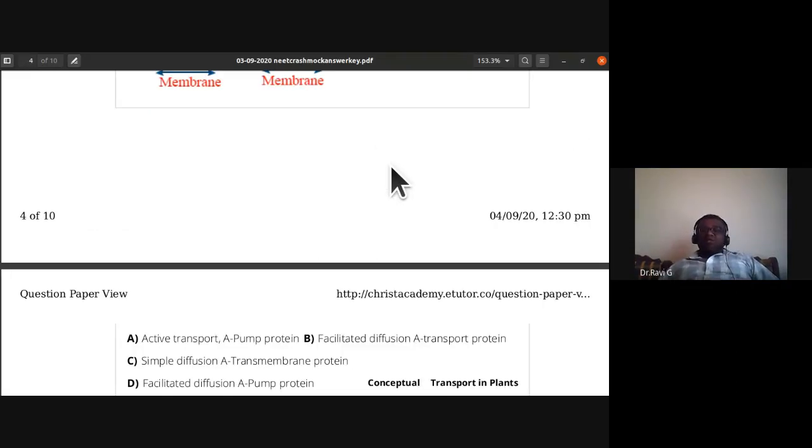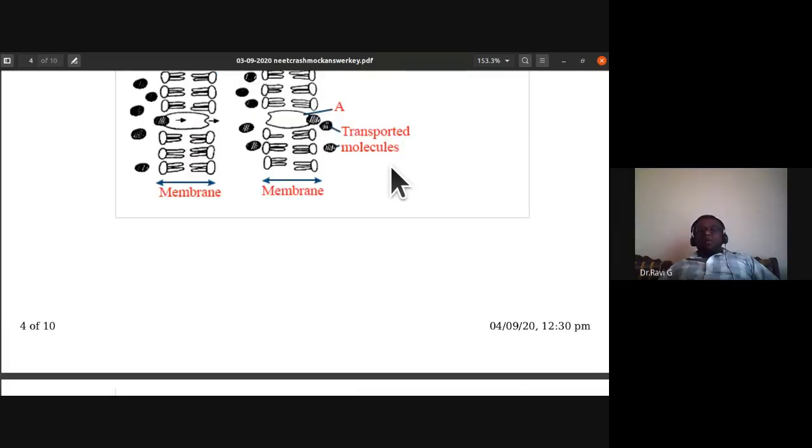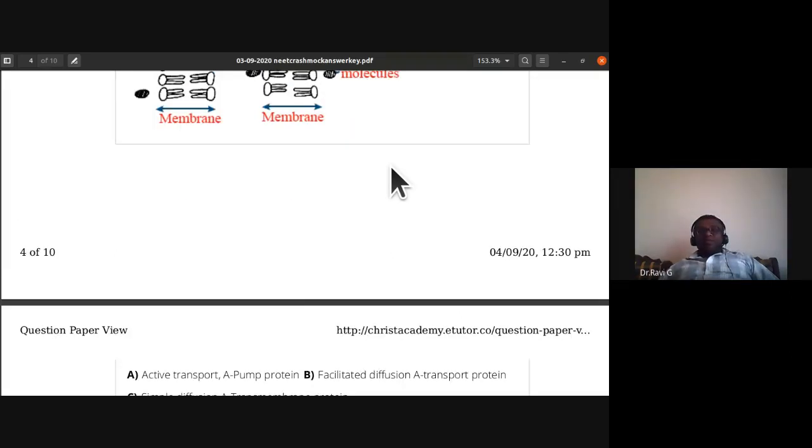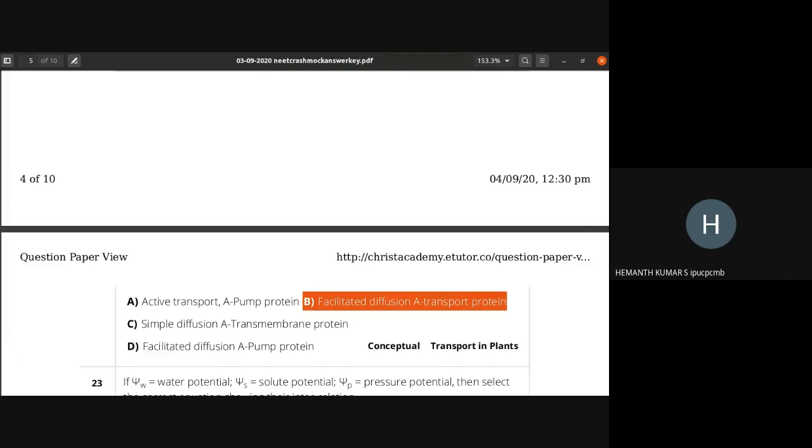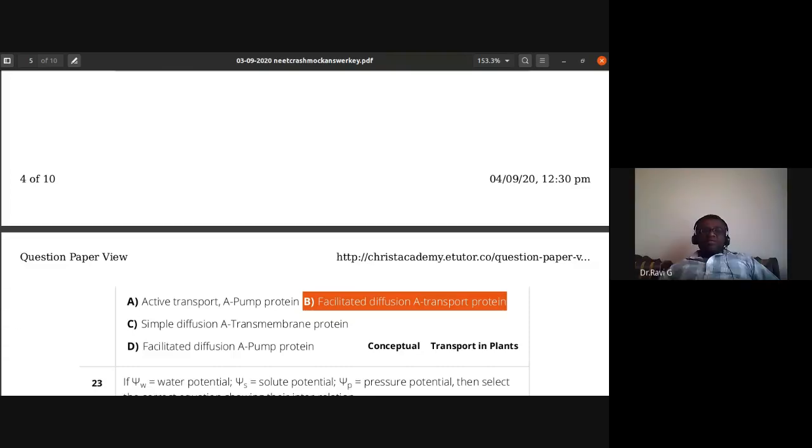Option A: active transport and A is a pump protein. Or is it facilitated diffusion and A is a transport protein? Simple diffusion, A is a transmembrane protein. Facilitated diffusion, A is a pump protein. So the answer is B, facilitated diffusion, and A is the transport protein. Okay, so this is the answer for 22nd. The answer is B.